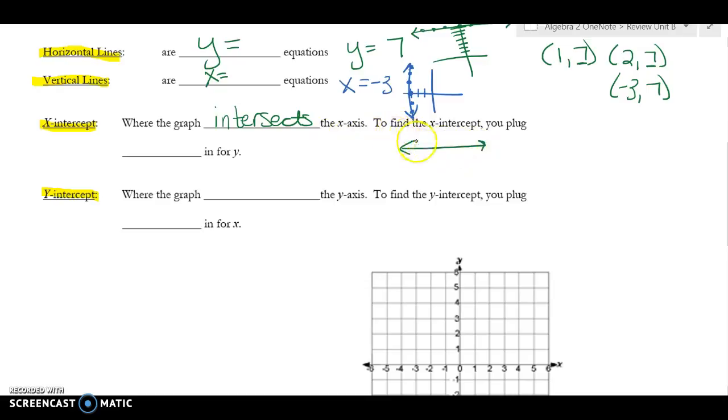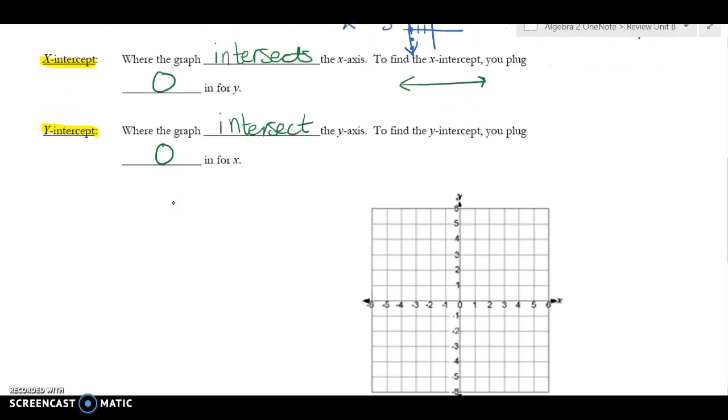Remember, the x-axis is the left to right axis. To find that, because you wouldn't go up or down any, you plug 0 in for y. So if I want to find the x-intercept for something, I'm going to plug in 0 for y. For the y-intercept, it's also where it crosses. This time it's where it crosses the y-axis. And this time you plug in 0 for x, because you don't want the x.